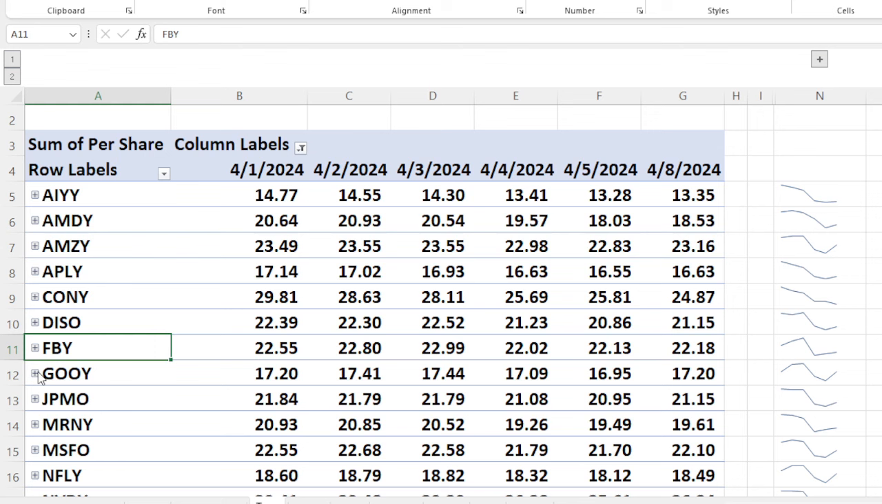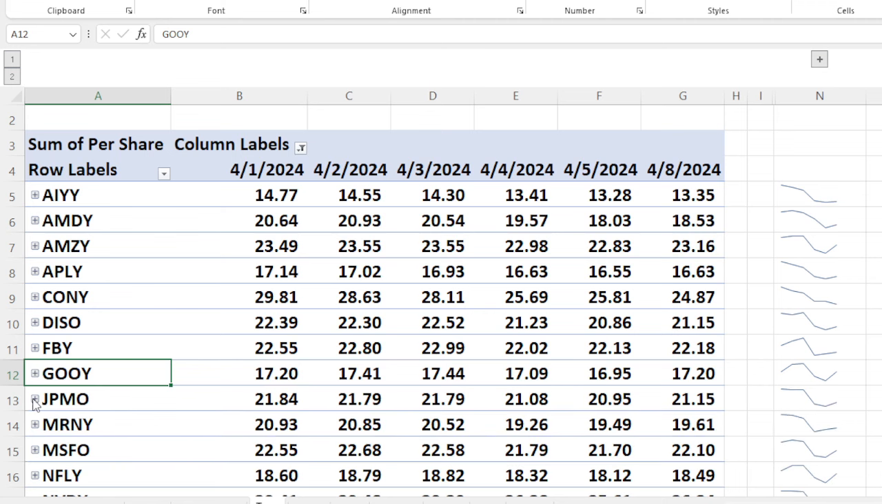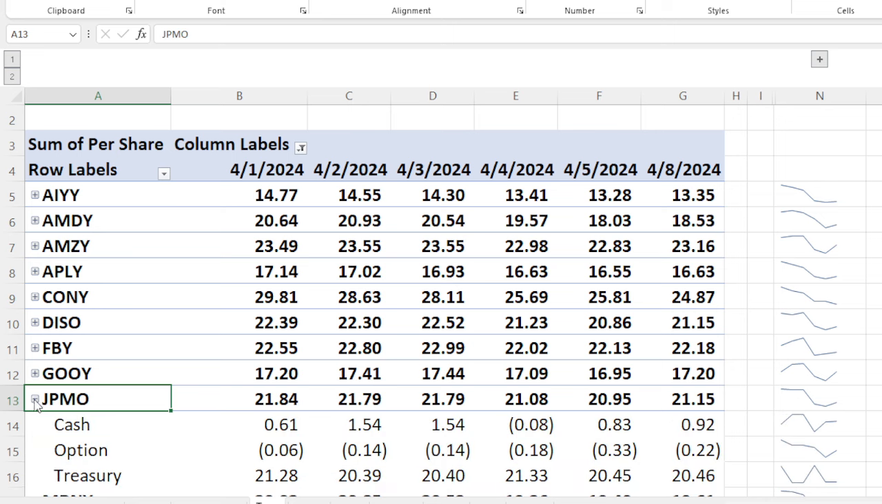And then let's take a look at GOOY. Well, surprisingly, this is pretty funny. It actually just stayed flat, but internally, there was a decrease in cash, and then a small uptick in treasuries, and the option position went from 98 cents debit to $1.11 debit. So hopefully GOOY can kind of snake its way back up.